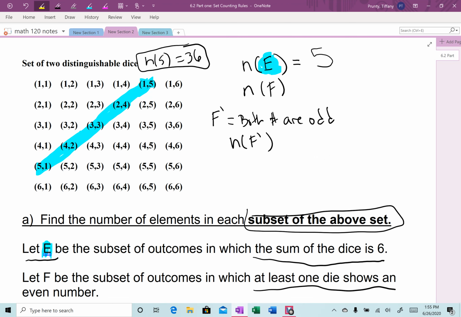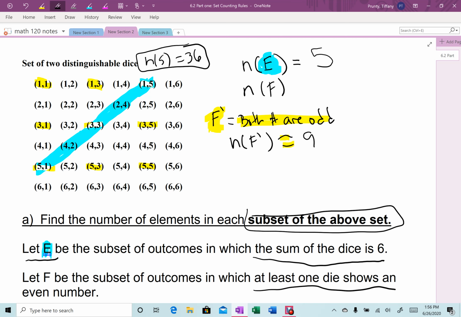Alright, I'm going to use my yellow highlighter to mark the outcomes not in F. Again, both should show up as odd. As long as it doesn't have an even number in it, it's this case. So 1-1, 3-3, 1-5, 3-1, 3-3, and so on. If I count right, there should be 9 outcomes where both are odd, which is the complement to the set I'm looking for. So I want to throw those 9 out and keep the rest of them.